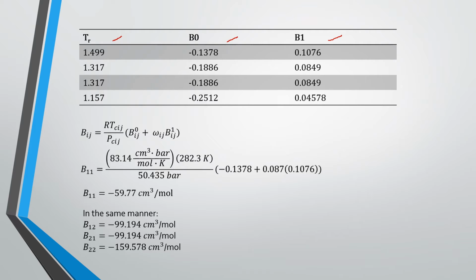And since we already know these values, we can use equations 11.69. So we can solve for the value for B. Here is shown the calculation for B when i is equal to 1 and j equals 1, and it resulted in negative 59.77 cm³/mol. In the same manner, the other three values for B for the other three ij pair combinations were solved, and they resulted in the following values.